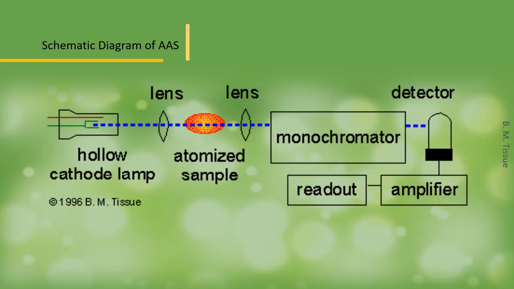Firstly, the light emitted from the hollow cathode lamp passes through the sample and excites the atoms. The atomized sample then passes through the lenses and into the monochromator, and then we can detect it with a detector. Usually, the absorption reading is quite small, so we have to amplify the signal using an amplifier, and then we can get the absorption as a readout.